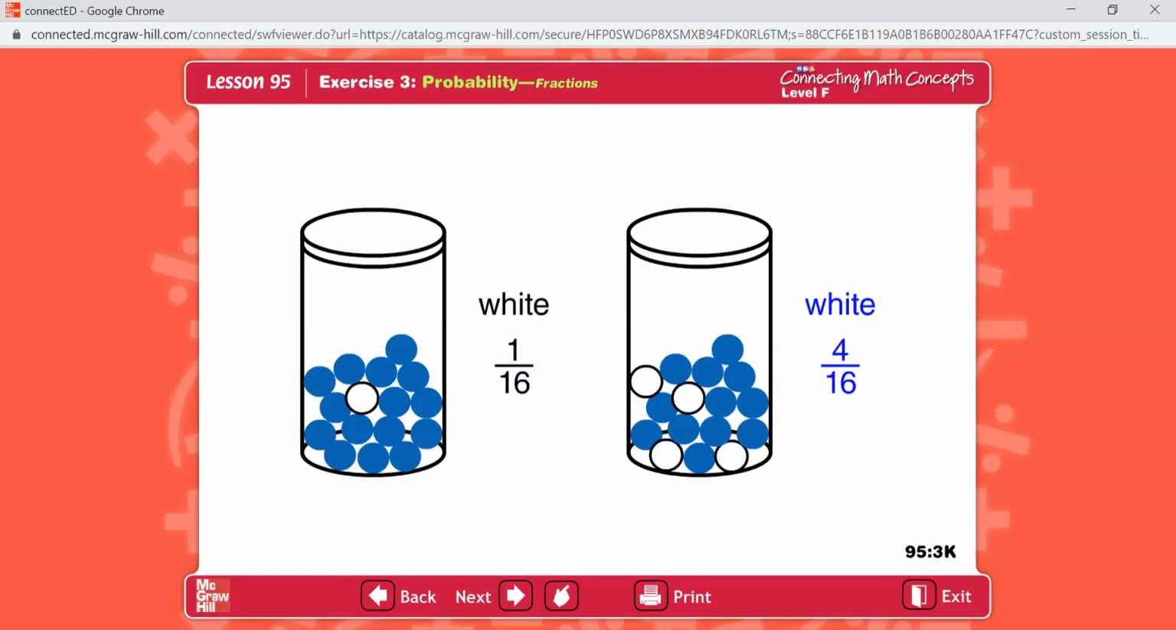There it is. Which of these two fractions is closer to 1? 4/16 is closer to 1. So which event is more likely, pulling a white marble from the first jar or the second jar? You have a greater probability of pulling from this second jar that has 4 white marbles out of 16.